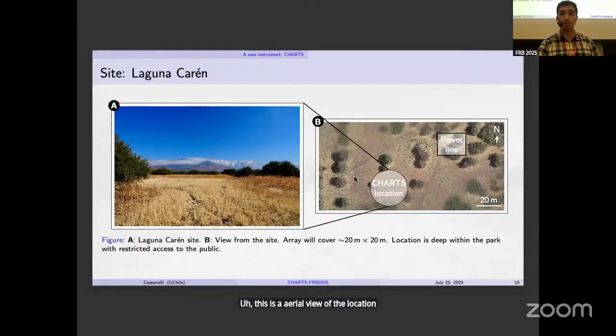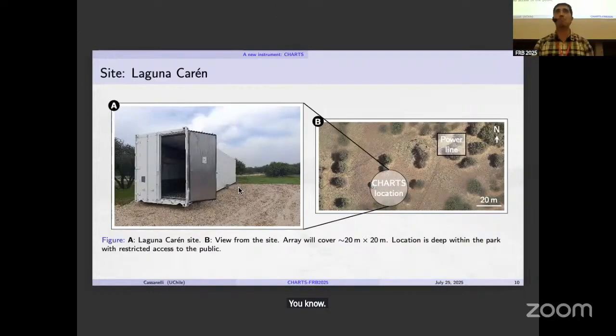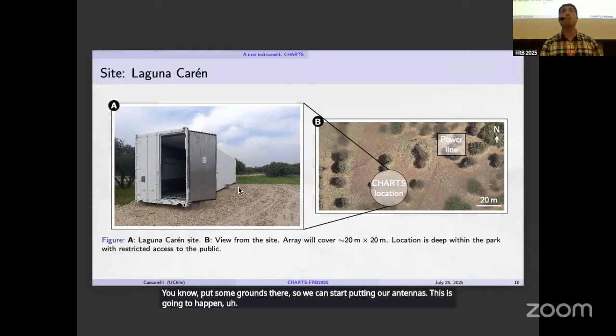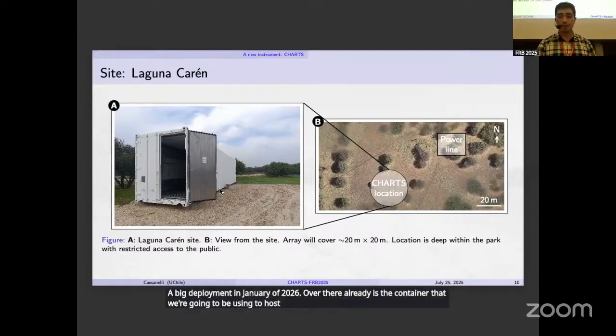We're going to be using roughly 20 by 20 meters. This is dry vegetation that happened in the summer. And then actually a few months ago, we started to put some grounds there so we can start putting our antennas. This is going to happen, a big deployment in January of 2026. Over there already is the container that we're going to be using to host our electronics.